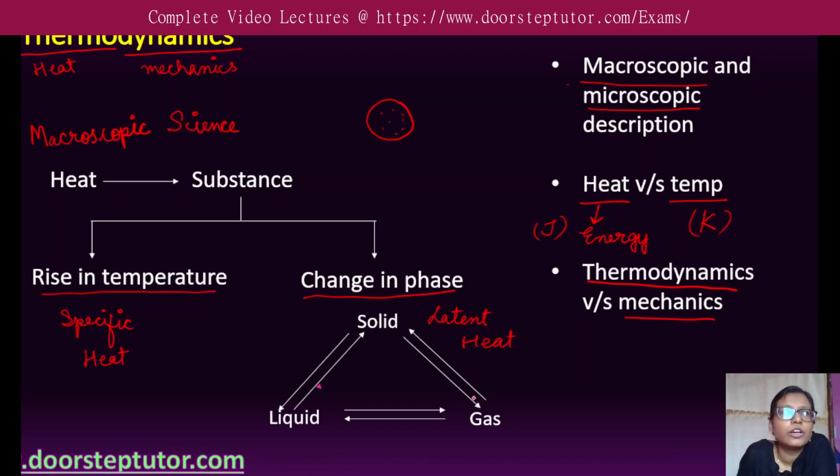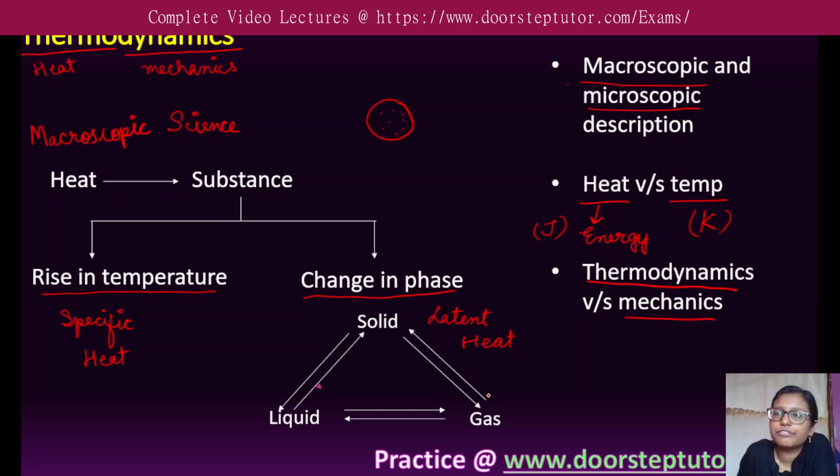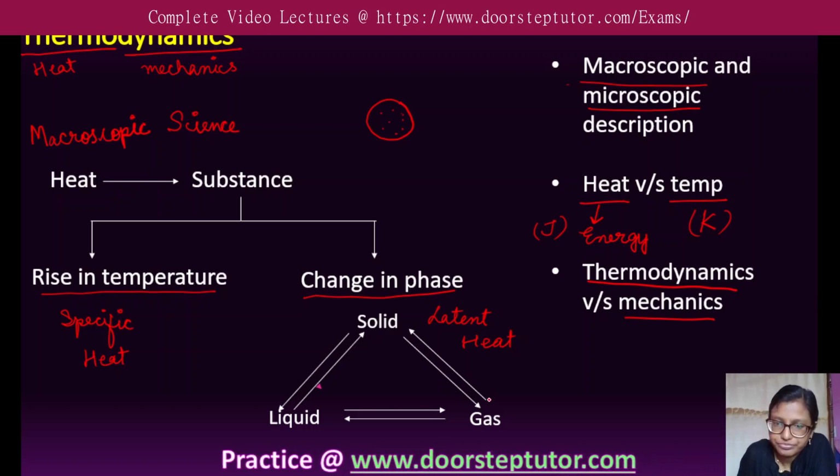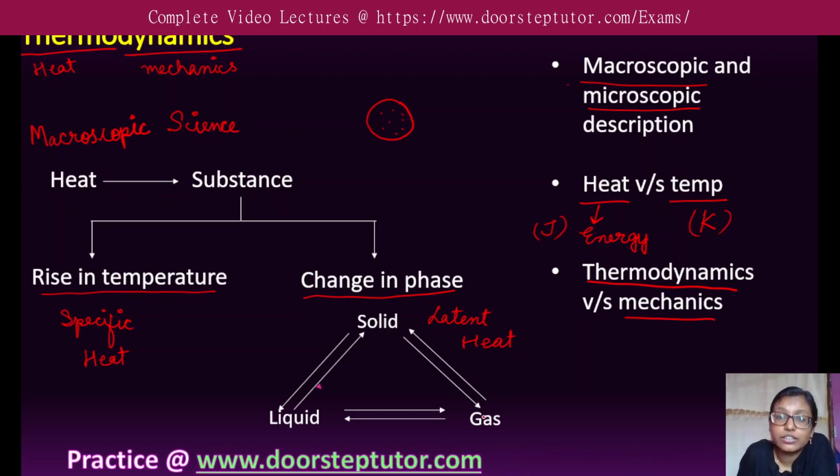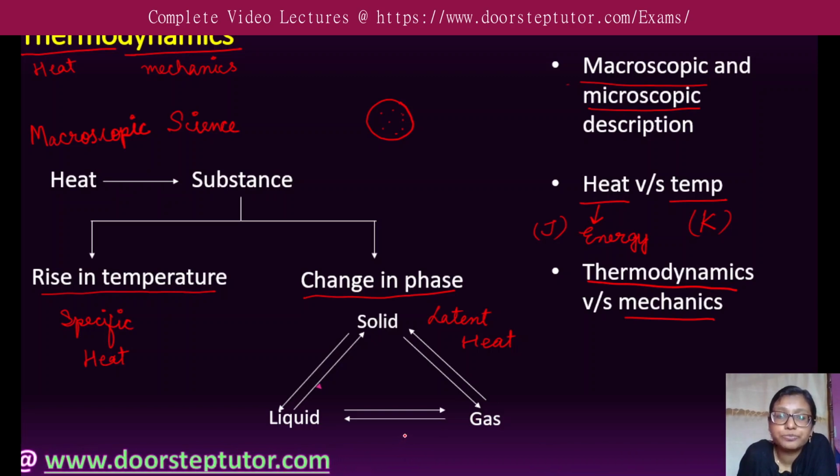Similarly, the change in phase from solid to gas is called sublimation. For example, if we keep naphthalene balls for a few days in the open, then their size decreases. So what is happening? It is directly changing from solid phase to gaseous phase, right? Next, the phase change from gas to liquid is called condensation. For example, you must have observed in winters, there is condensation on glass surfaces.